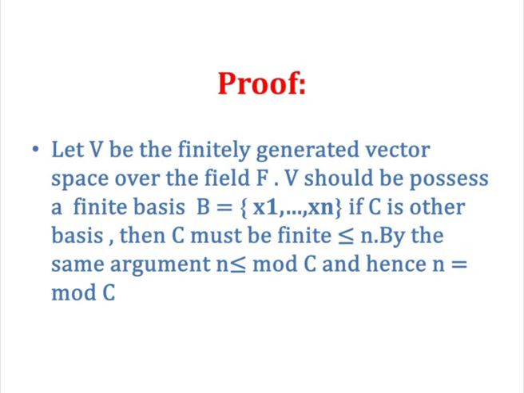Proof: let V be a finitely generated vector space over the field F. V should possess a finite basis B equal to x1, x2, etc., xn. If C is another basis, then C must be finite, with cardinality less than or equal to n. By the same argument, n is less than or equal to mod C, hence n equals mod C.